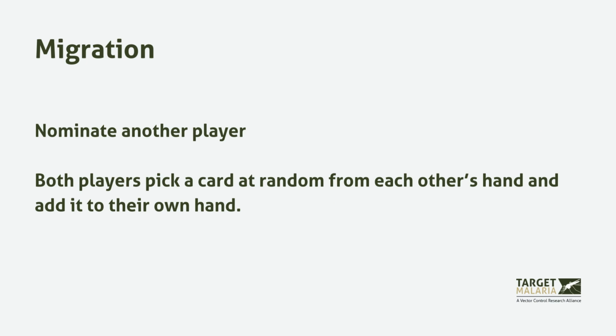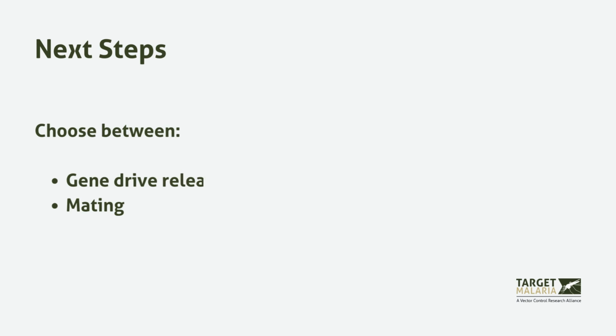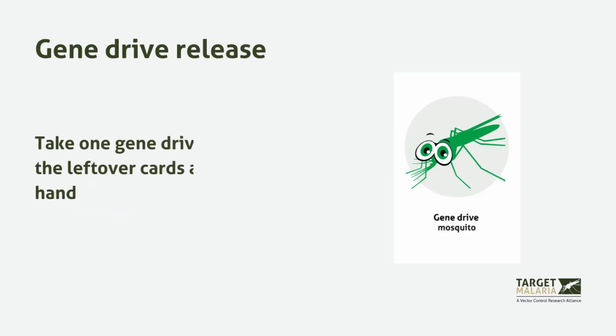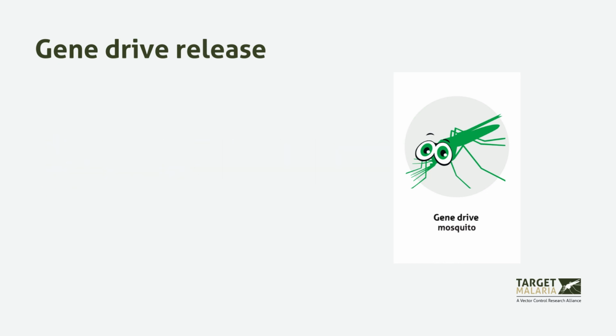The player whose turn it is decides whether they want to do a migration. This step is optional. To do a migration, the person whose turn it is nominates another player. Both players pick a card at random from each other's hand and add it to their own hand, without revealing the card identities. Next, the player chooses between either gene drive release or mating. For gene drive release, take one gene drive mosquito from the leftover cards and add it to your hand.